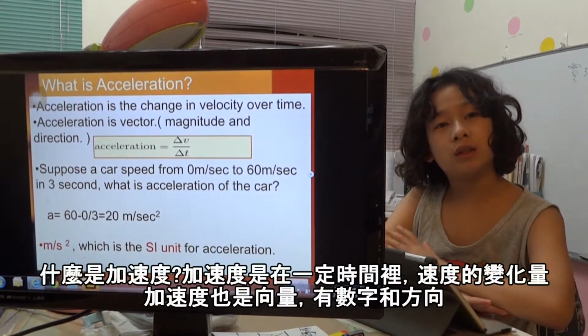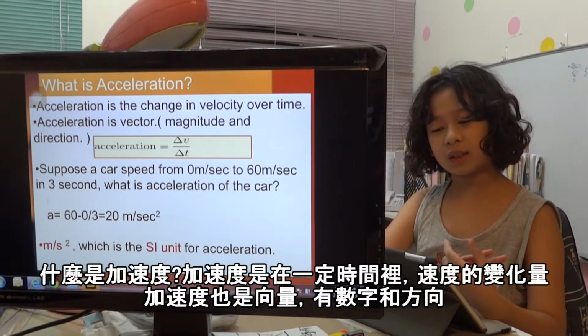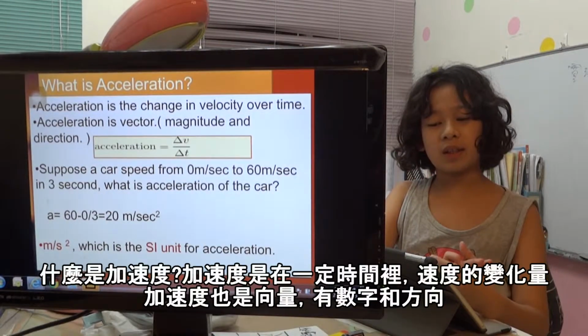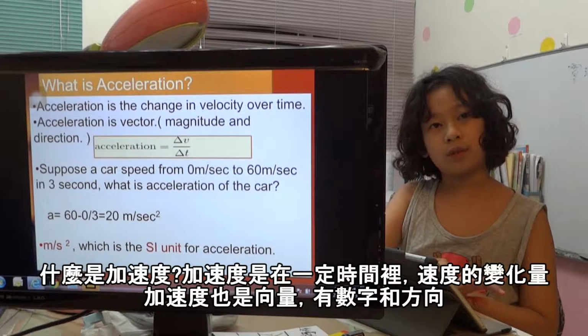What is acceleration? Acceleration is a change in velocity over time, and it's a vector quantity. That means it has a magnitude plus a direction. So speed is only a magnitude, right?